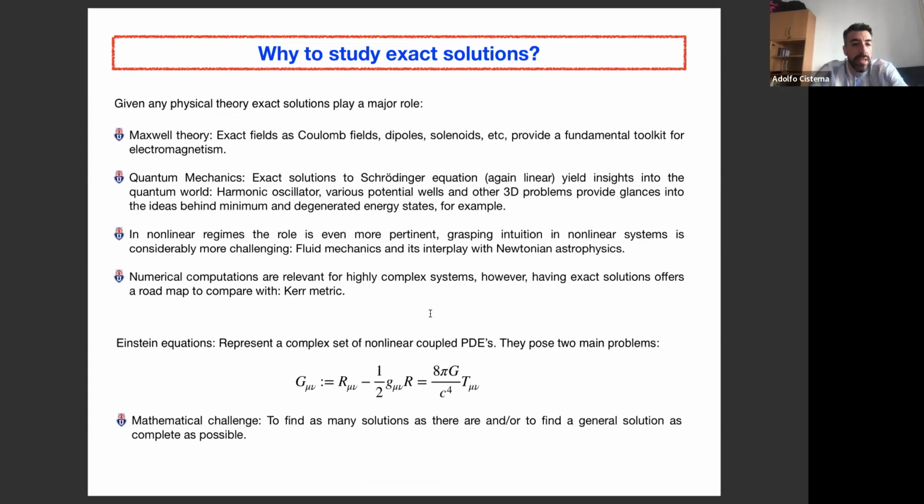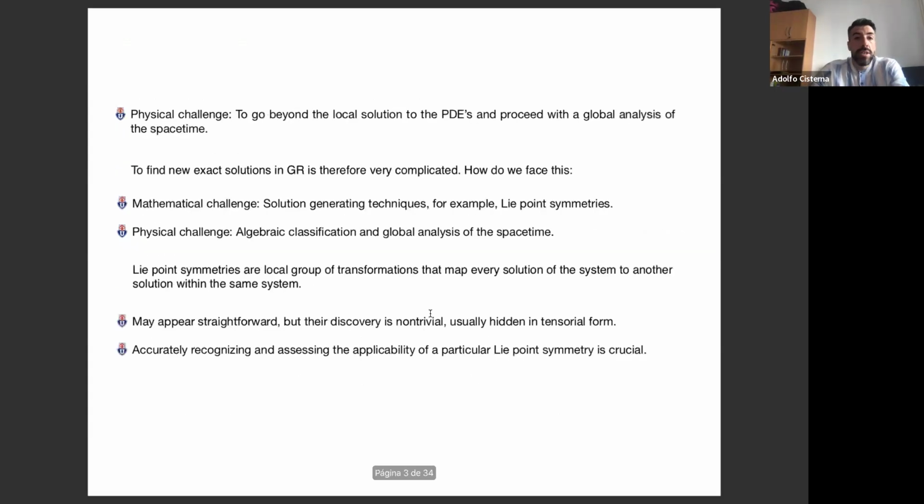So one of them is a mathematical challenge, which is to find as many solutions as there are in your field equations, or to find a solution as general as possible. And then once you have faced the mathematical challenge, you have the physical challenge, which is to go beyond the local solution of the PDEs and to understand the spacetime from a global point of view.